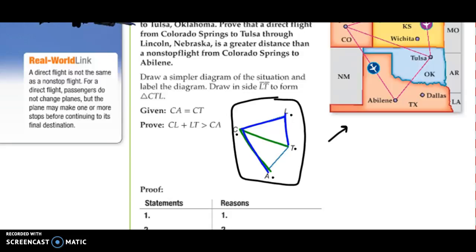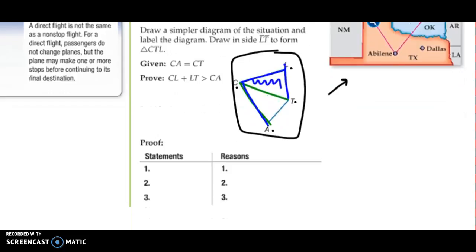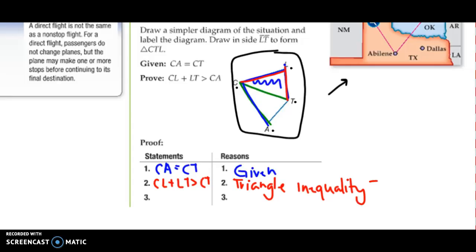Now, it doesn't make a triangle, but what we can see is that CLT, this triangle right here, does make a triangle. Alright, so let's start our proof. So first we write our given information, that CA is equal to CT. That's given. Now, according to the triangle inequality theorem, CL plus LT should be greater than CT. So CL plus LT is greater than CT. And that's the triangle inequality here.